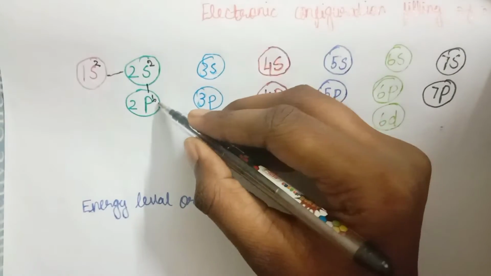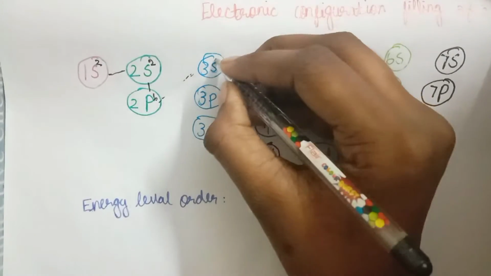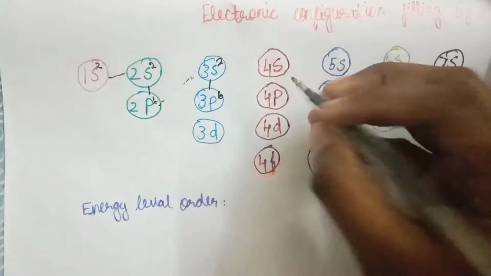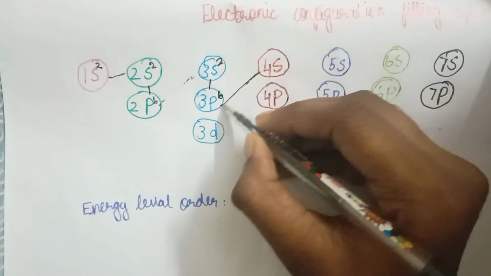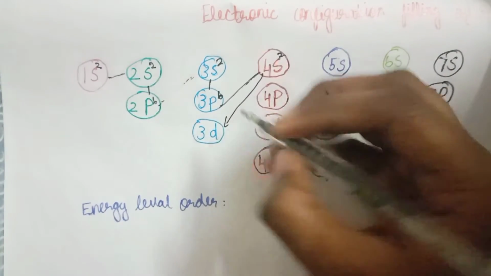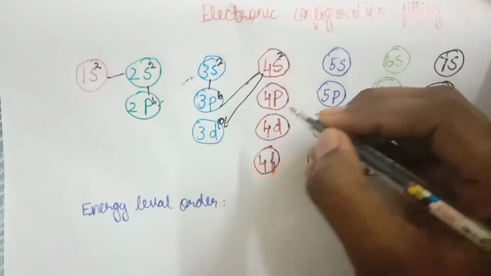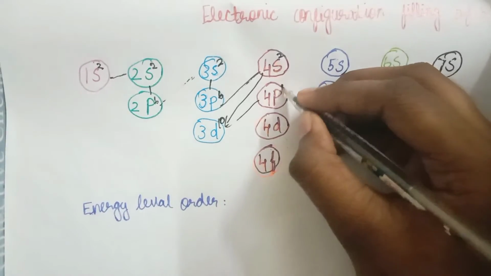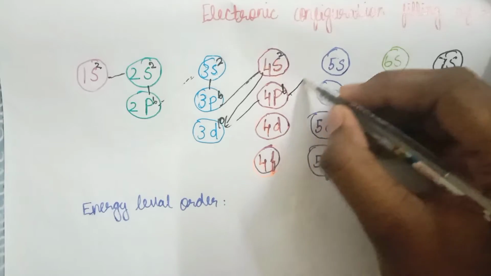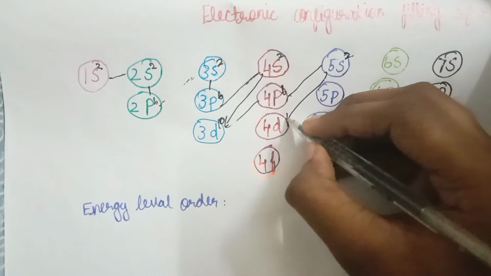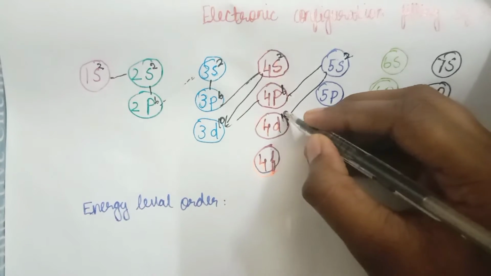Next, we are again going to 3s, which has 2 electrons, and 3p, which has 6 electrons. And we are going to 4s next. 4s has 2 electrons, and again back to 3d. 3d has 10 electrons. Next, we are going to 4p, which has 6 electrons. Next, we are going to 5s, which has 2 electrons. Next, we are coming again back to 4d, which has 10 electrons.